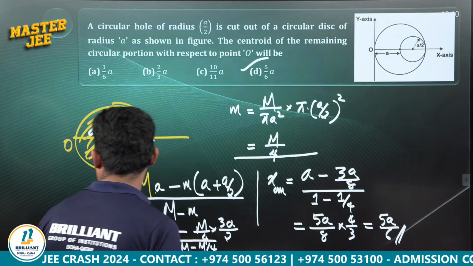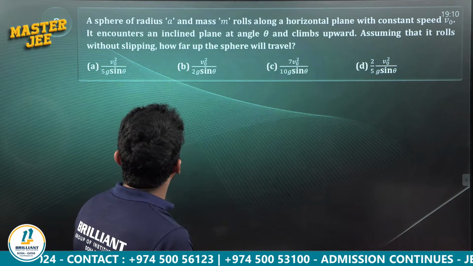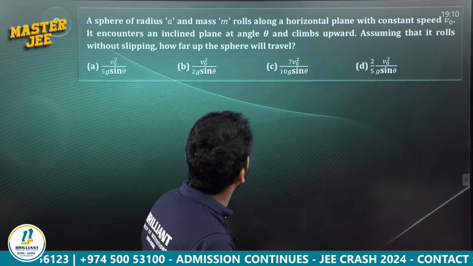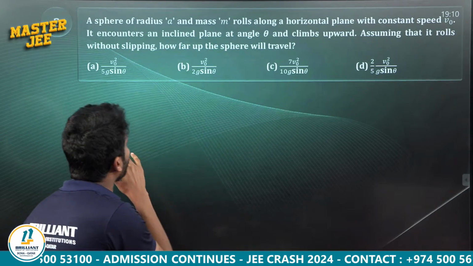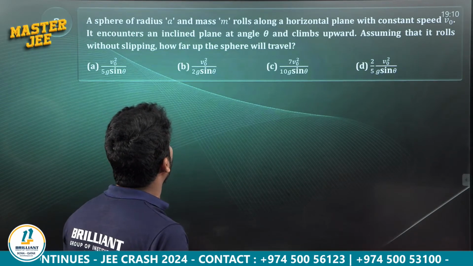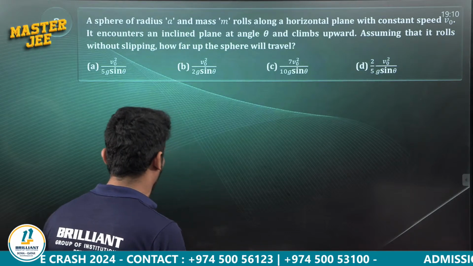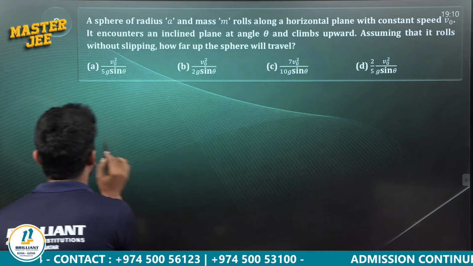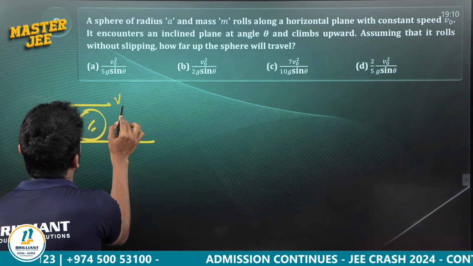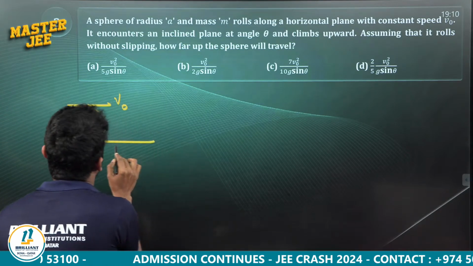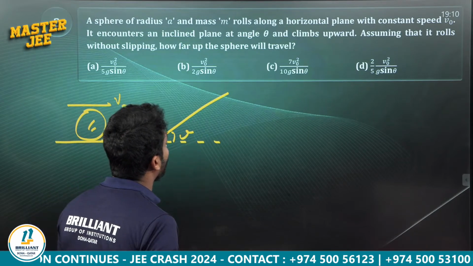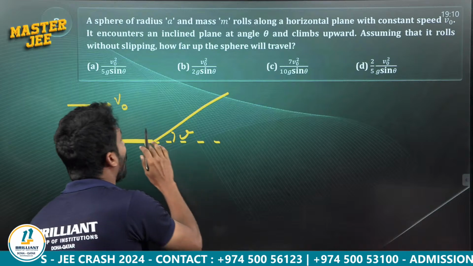Okay, the next one. A sphere of radius a and mass m rolls along a horizontal plane with constant speed v0. A sphere is rolling with constant speed v0. It encounters an inclined plane at angle theta and climbs upward. Okay, the situation is a sphere was rolling with constant velocity v0. It encounters an inclined plane of inclination theta. Clear? Now it climbs up.